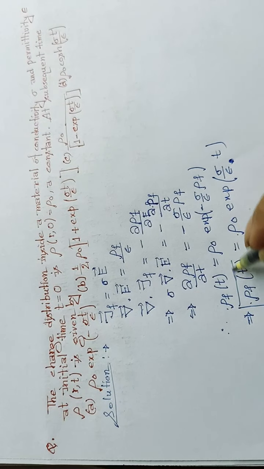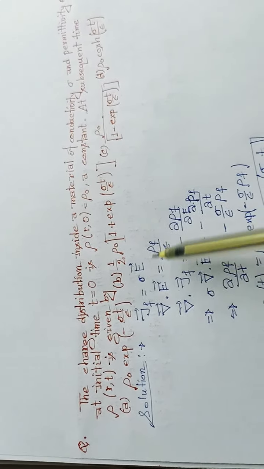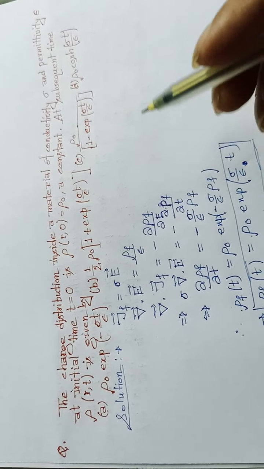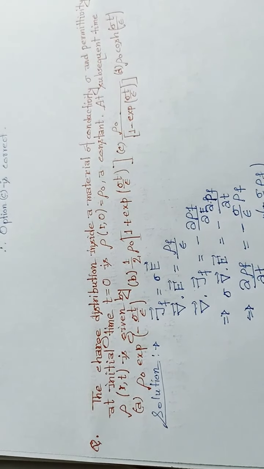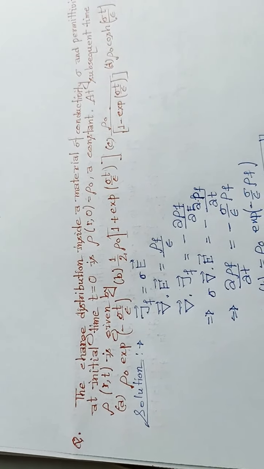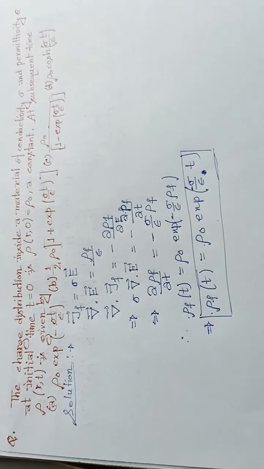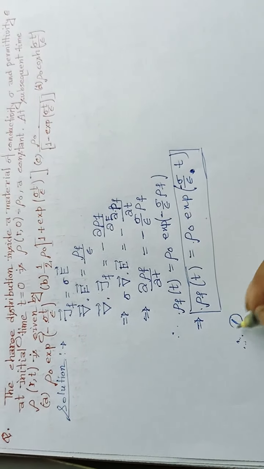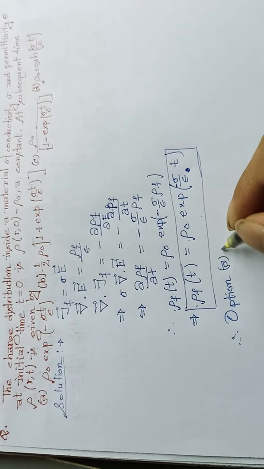So this is our answer and it is matching with our option, exponential minus sigma divided by epsilon into t, or option 1. So our correct option is option A. Option A is correct.